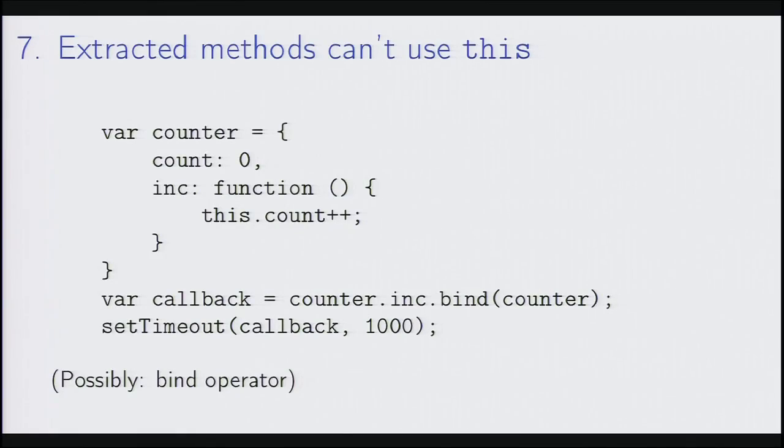Seventh, if you extract a method, you can't use this anymore because you've broken the connection between the method and the containing object. Here's an example. You have the object counter. You're calling setTimeout down here. You want to provide a callback, and the callback should be counter.inc. But you can't just use it like this. Too many this is, it's like both in JavaScript and in English. So what you have to do is use bind so that you don't break the connection between the method inc and counter.